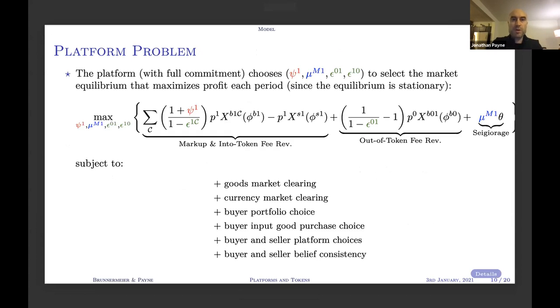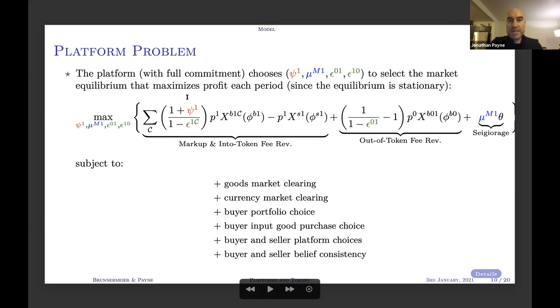What about the platform problem? Well, the platform, and here we're going to think about a platform at least, first of all, with full commitment. So the platform with full commitment, they choose these variables, the markup, the money growth, the exchange rate fees. They choose this to select the market equilibrium that maximizes their profit. And since we restrict attention to stationary equilibria here, we can think about them wanting to maximize their per period profit. And what makes up their per period profit?